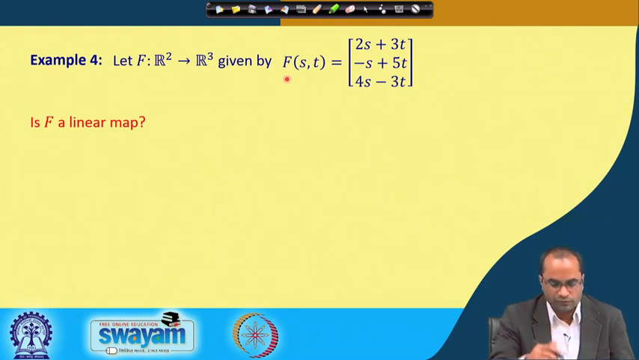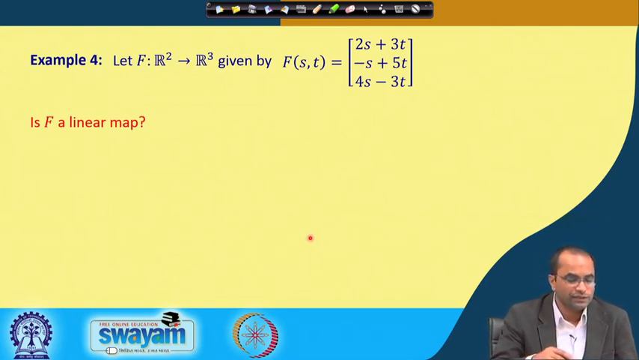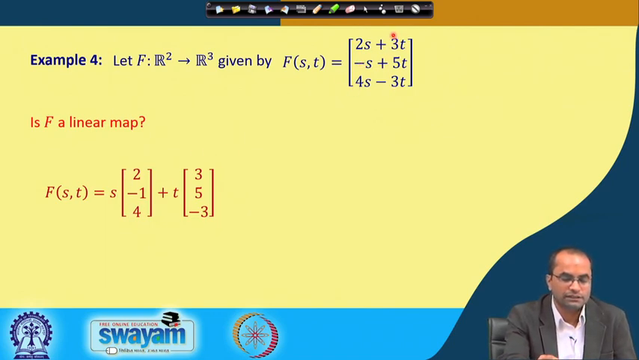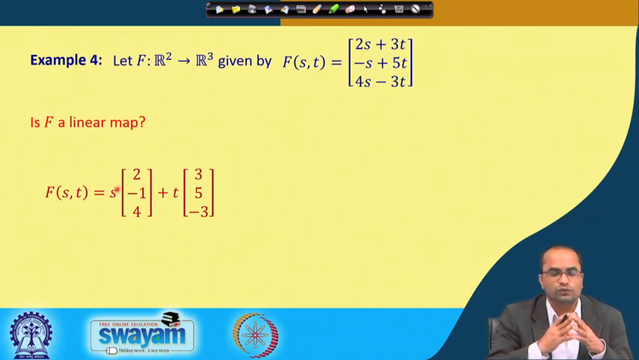The other possibility, which we will in fact look at here, is that this f(s, t) we can also write down so that from the first component we can take out s, and then we have (2, -1, 4), and plus this t we can take common, and then we have (3, 5, -3). So, the addition of these two vectors is exactly the given vector which this f maps this (s, t) to. So, here we have exactly the same vector, but we have broken it into two vectors.